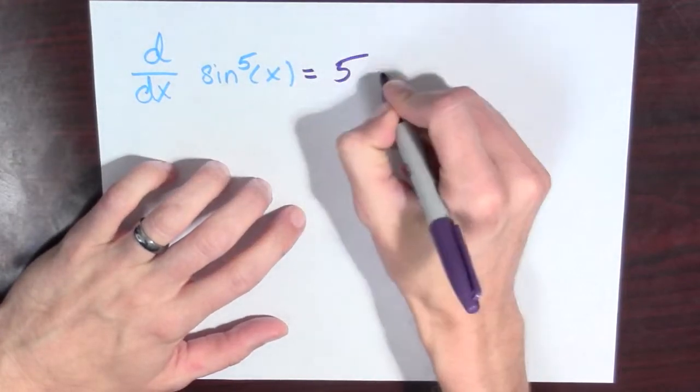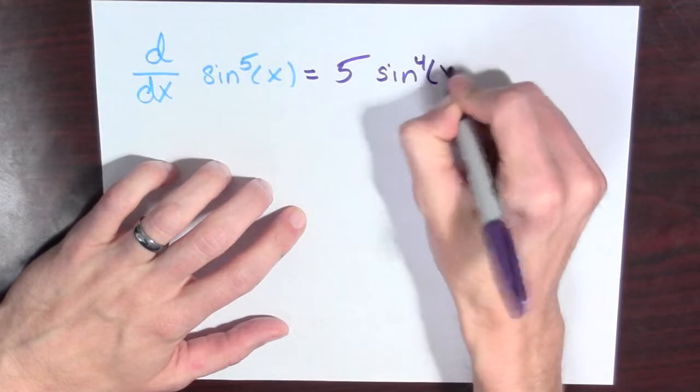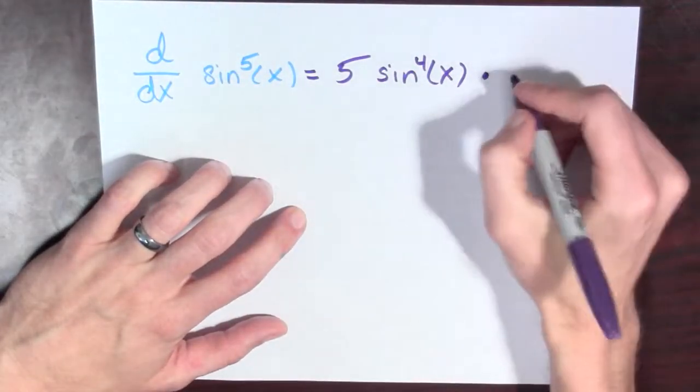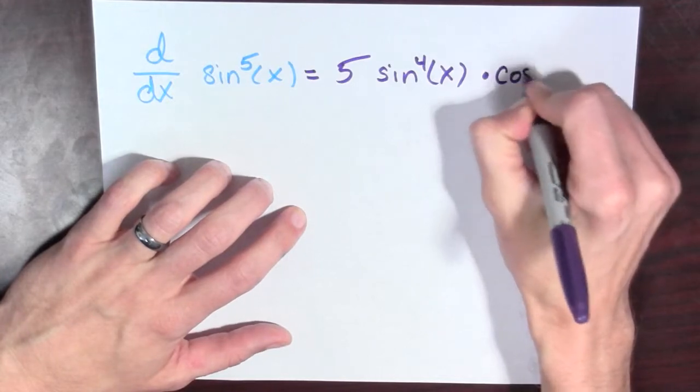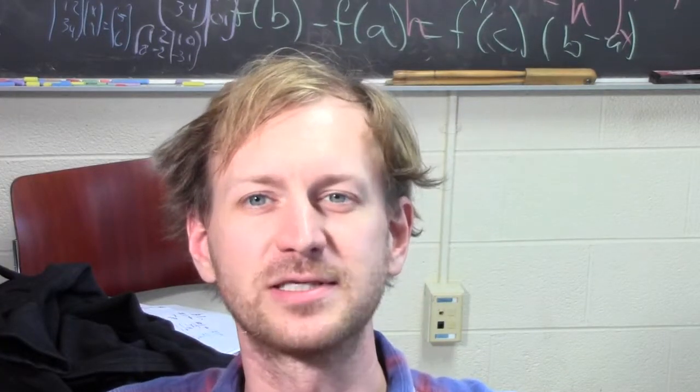We're going to have 5 sine, the 5 becomes a 4, x times the derivative of sine of x, which is, derivative of sine is cosine of x. So our first example is done.